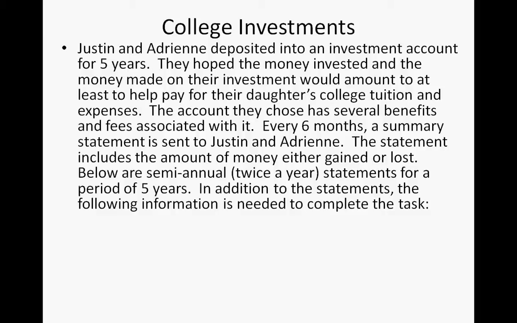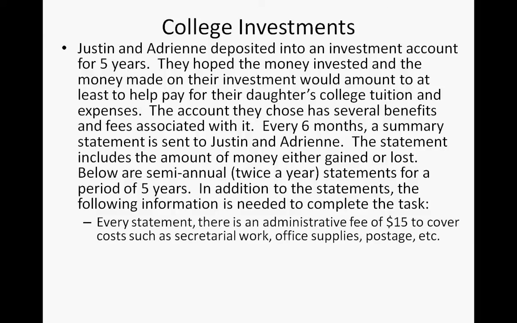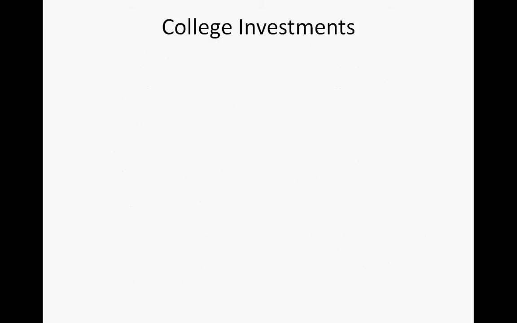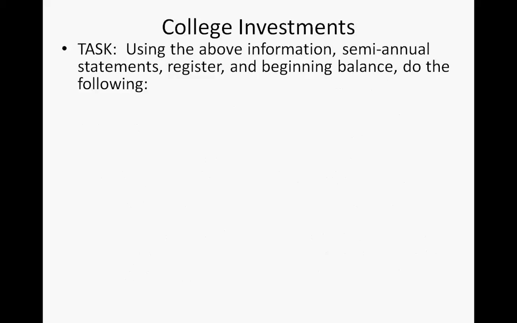In addition to the statements, the following information is needed to complete the task. First of all, every statement, there's an administrative fee of $15 to cover costs such as secretarial work, office supplies, postage. And if there is a withdrawal made, a broker's fee is deducted from the account. The amount of the broker's fee is 2% of the transaction amount. So, the task is using the above information, semi-annual statements, register, and beginning balance, do the following.